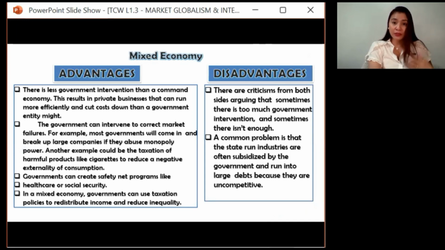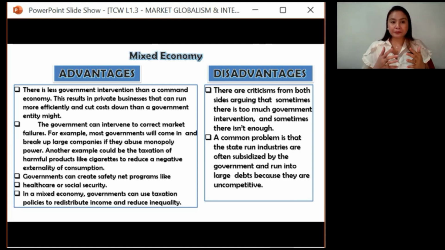Now, in the mixed economy, there are a lot of advantages. The following are: there is less government intervention than in a command economy. This results in private business that can run more efficiently and cut costs more than a government entity might. Also, the government can intervene to correct failures. For example, most governments will come in and break up large companies if they abuse a monopoly of power. Another example could be the taxation of harmful products like cigarettes, alcohol, or liquors. These are harmful to our health, and so they have to be taxed higher, so that there will be regulation and people will try to limit their usage, if not discourage it, because of the high price.